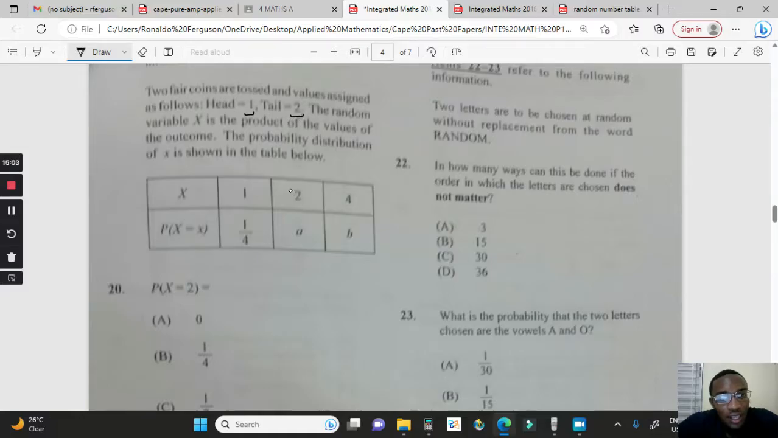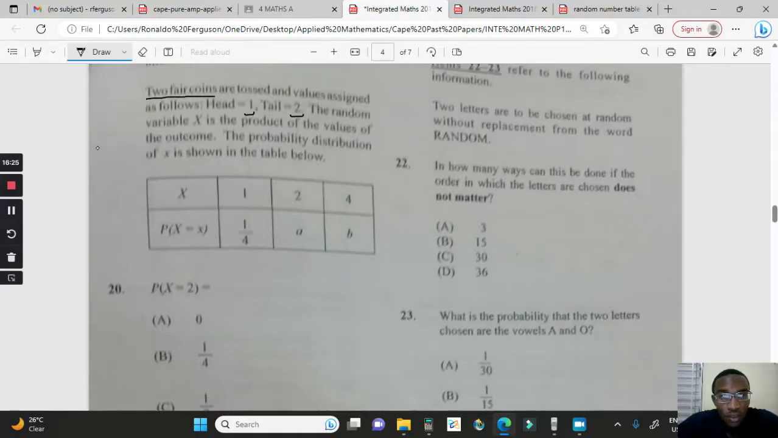So this A is going to be, we're getting what? 2 tails, right? So, alright, I'm just reading back the question again because it's not so clear. Two fair coins are tossed and the values are assigned as follows. 1 is head, 2 is tail. So it's two, remember, it's two fair coins.